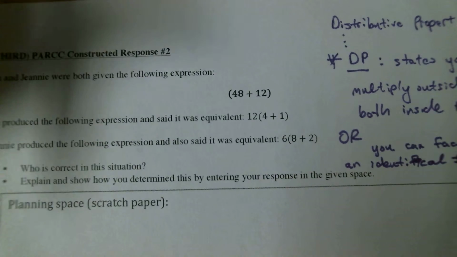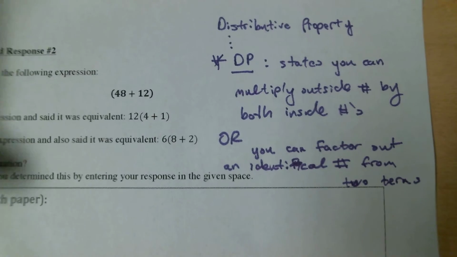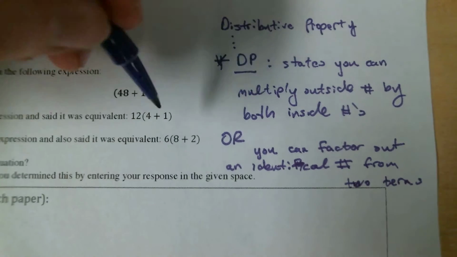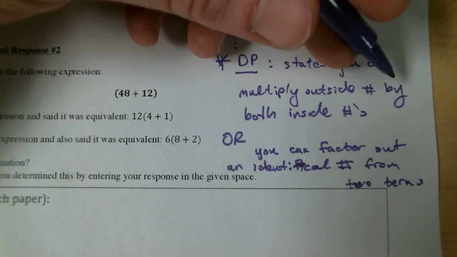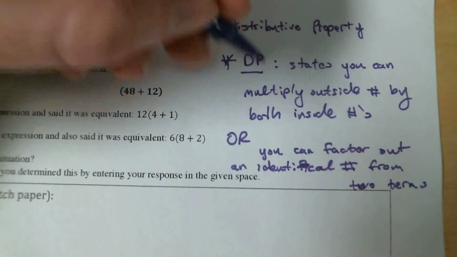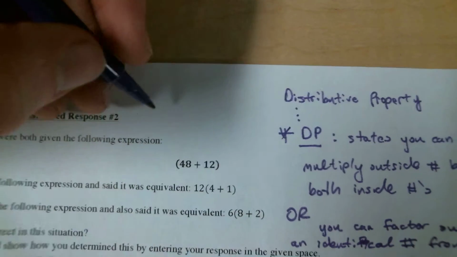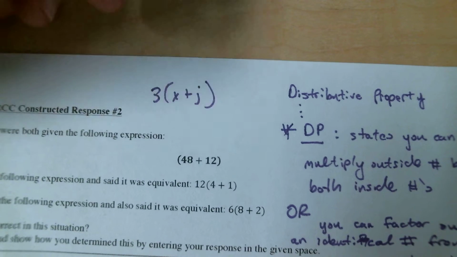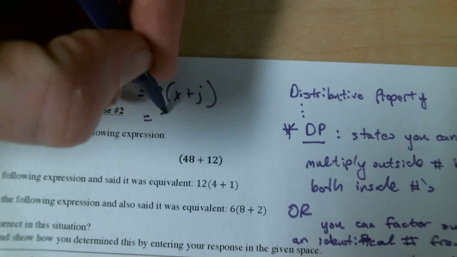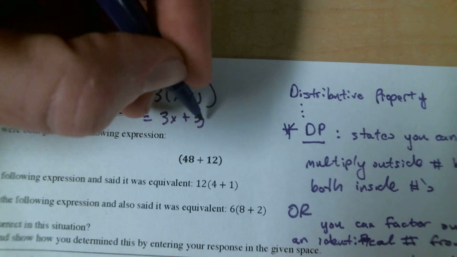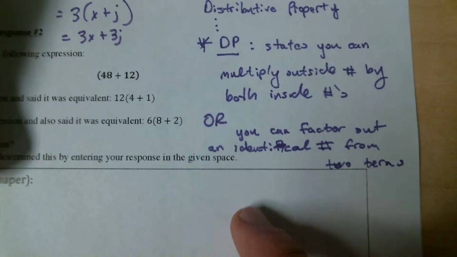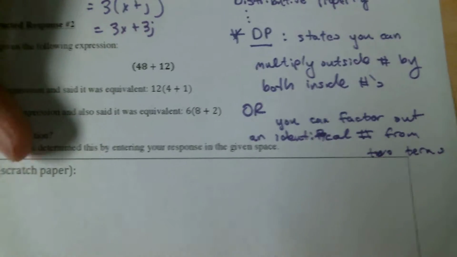All right, right away as we start correcting this one, I've got some bonus information here about the distributive property. Remember, a distributive property tells us you can multiply the outside number by all of the inside numbers. So for example, if I had 3 times x plus j, this is the same thing as 3 times x plus 3 times j. You can go forwards and backwards with it. What I mean by that is you can also factor out an identical number from two terms.